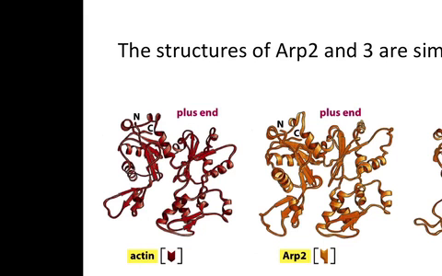So this is just showing the structures. There's actin, ARP2 and ARP3. Memorize that. Yeah, you're going to have to draw these structures on the exam.